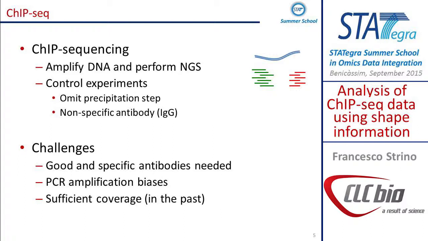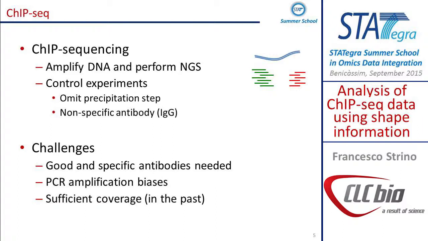So there are several challenges to doing a relatively good ChIP-seq experiment. The first thing is to have good and specific antibodies. So you want an antibody that actually binds to the protein that you're interested in, and doesn't bind to other things you're not interested in, which are not always easy to find.